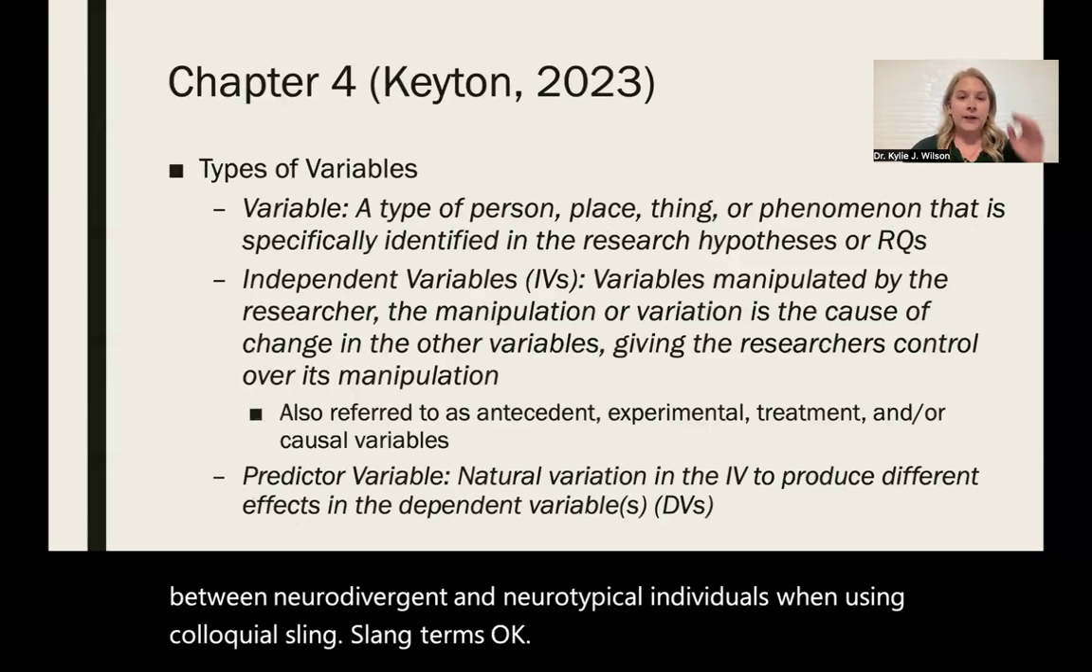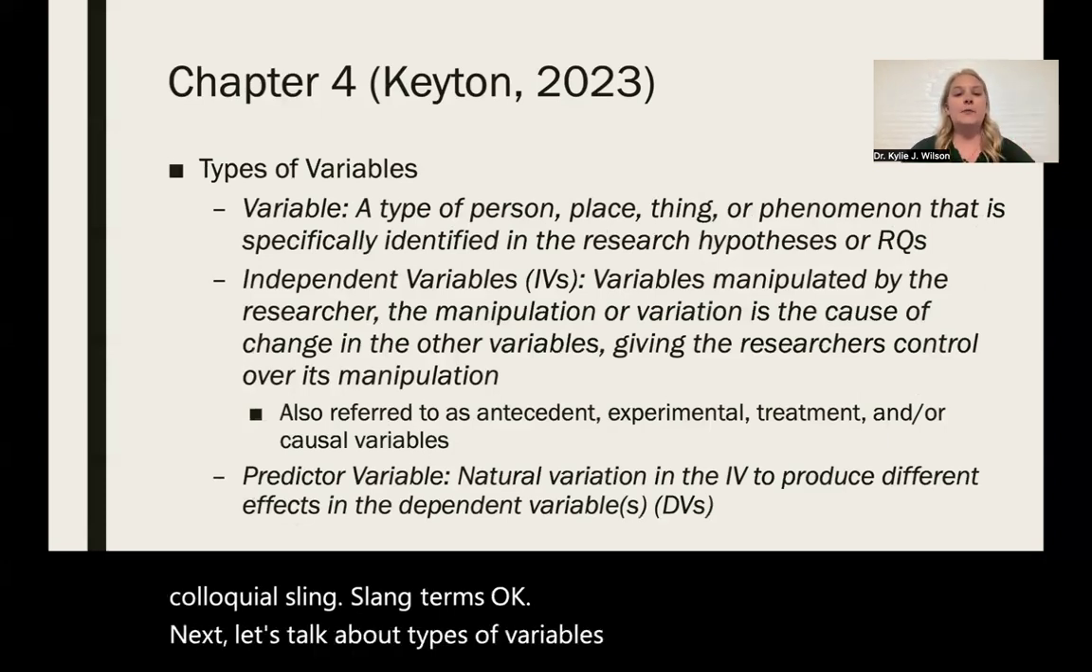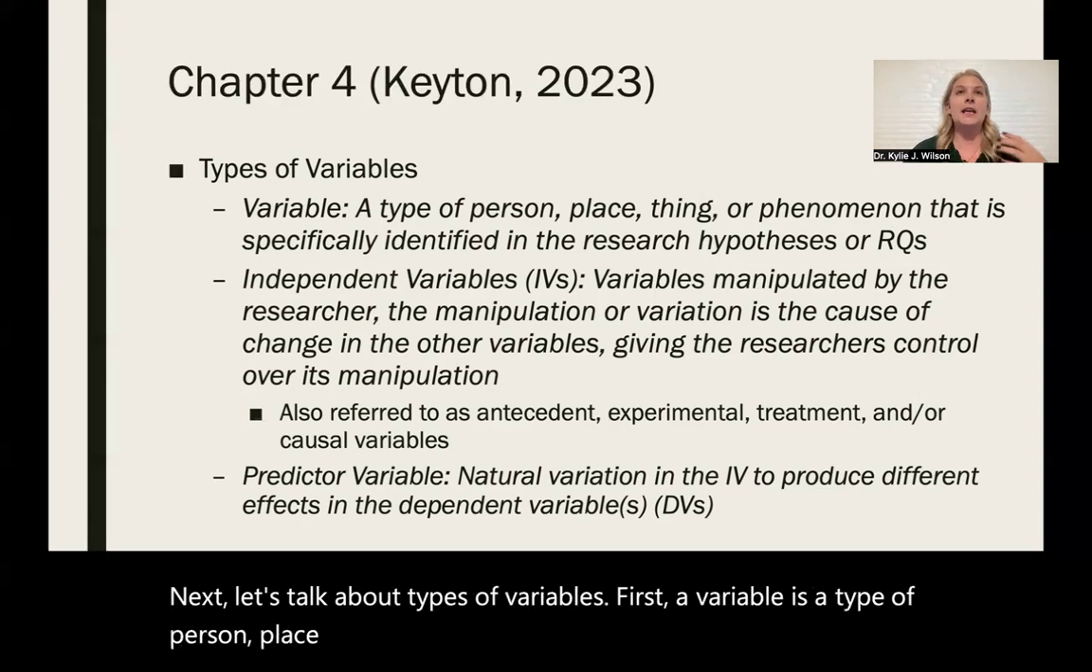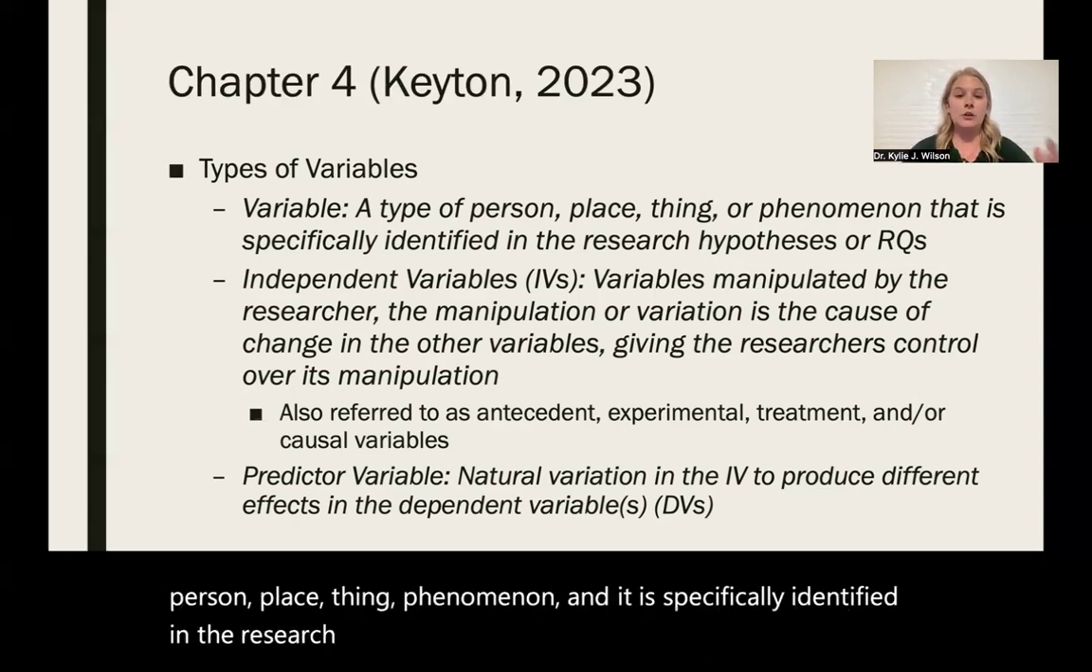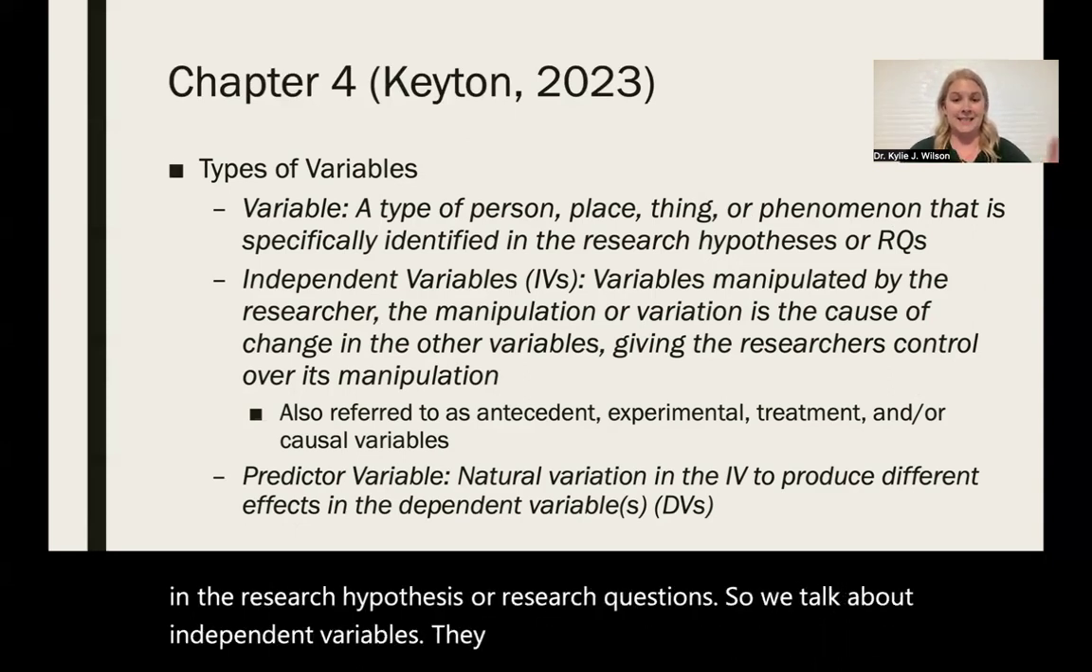Next, let's talk about types of variables. First, a variable is a type of person, place, thing, phenomenon, and it is specifically identified in the research hypotheses or research questions. So we talk about independent variables. They're listed in the slides as IVs.